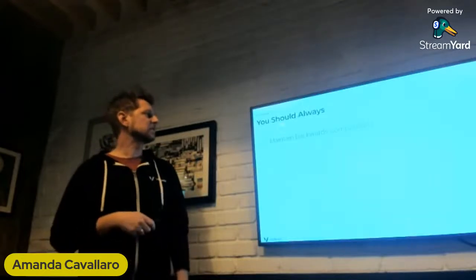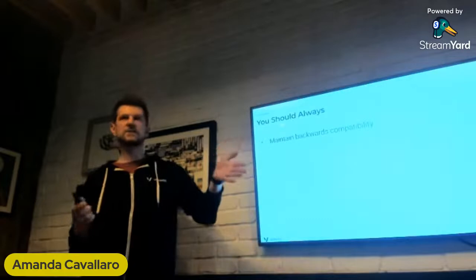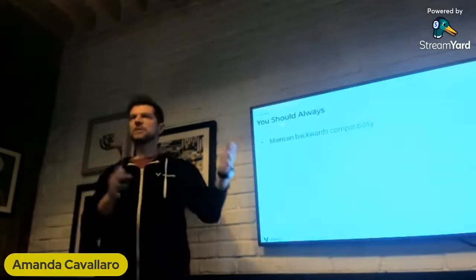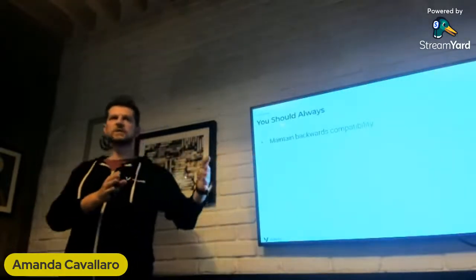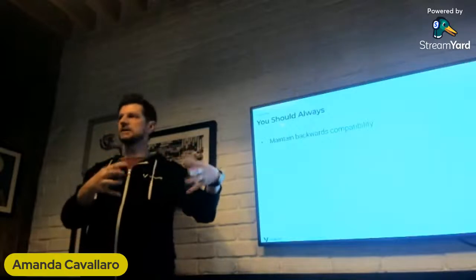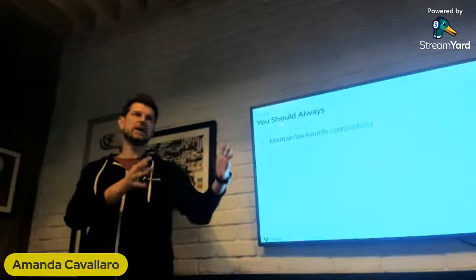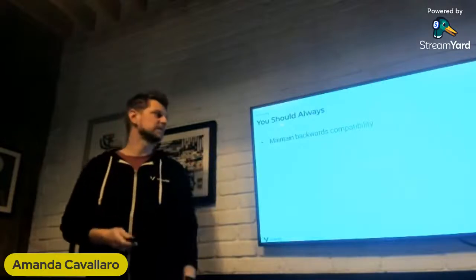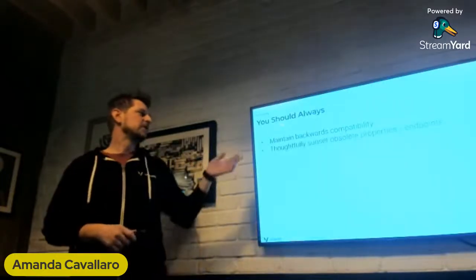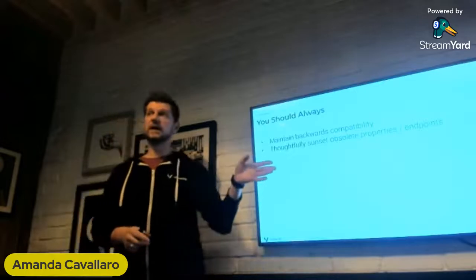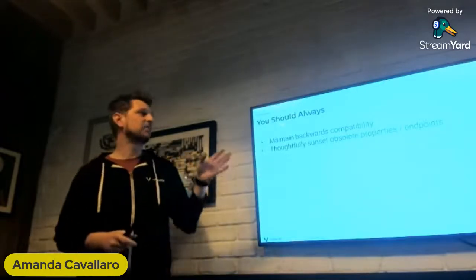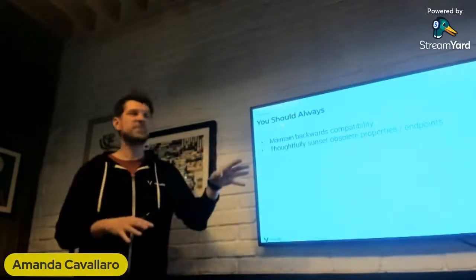You should always, when you're thinking about this, maintain backwards compatibility. Keeping an old version running for a certain amount of time is going to allow customers or clients to be able to update to the new version. So you've still got that old version there for a certain amount of time. This is something that Google is really good at. It thoughtfully sunsets or obsoletes its endpoints or properties.